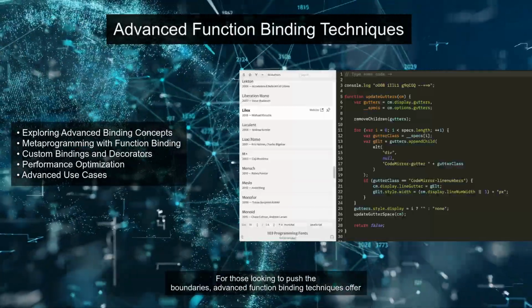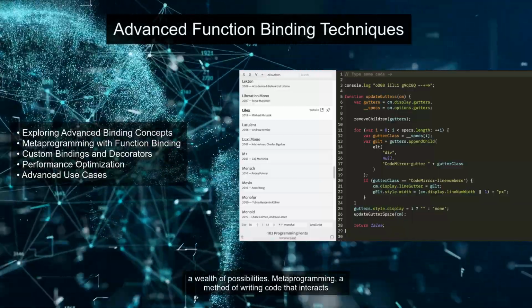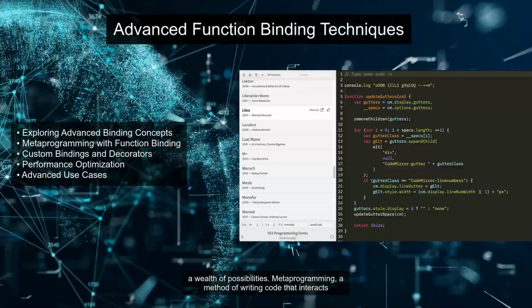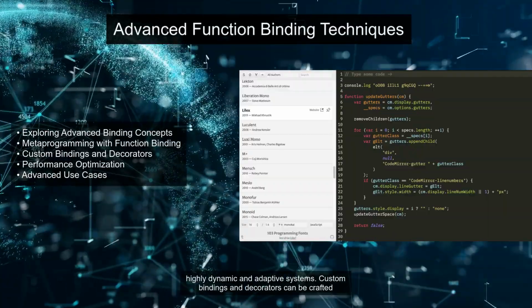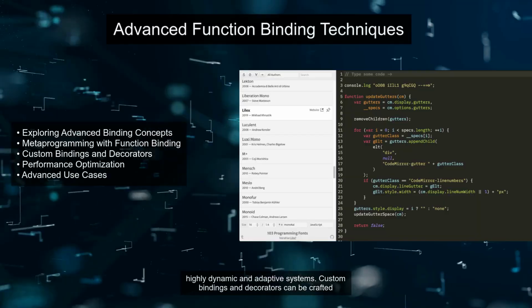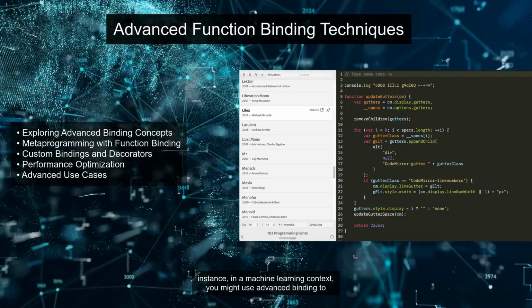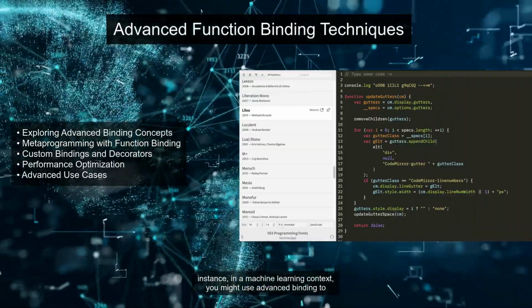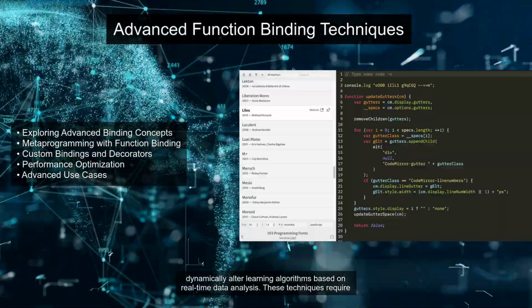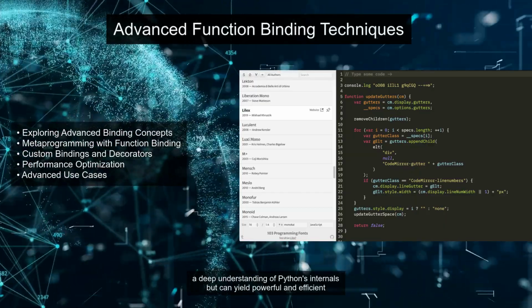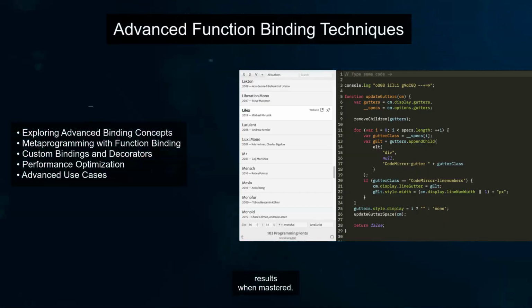For those looking to push the boundaries, advanced function binding techniques offer a wealth of possibilities. Metaprogramming, a method of writing code that interacts with and manipulates itself, can be combined with function binding to create highly dynamic and adaptive systems. Custom bindings and decorators can be crafted to suit specific application needs, providing enhanced functionality and performance optimization. For instance, in a machine learning context, you might use advanced binding to dynamically alter learning algorithms based on real-time data analysis. These techniques require a deep understanding of Python's internals but can yield powerful and efficient results when mastered.